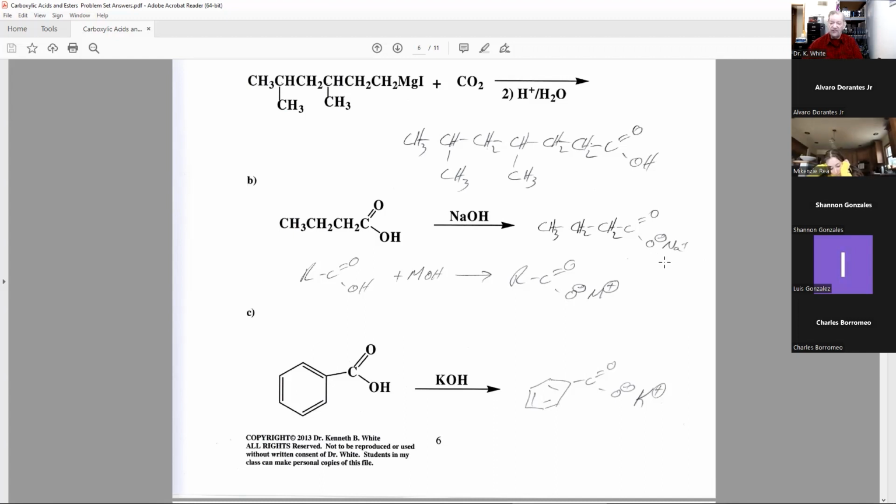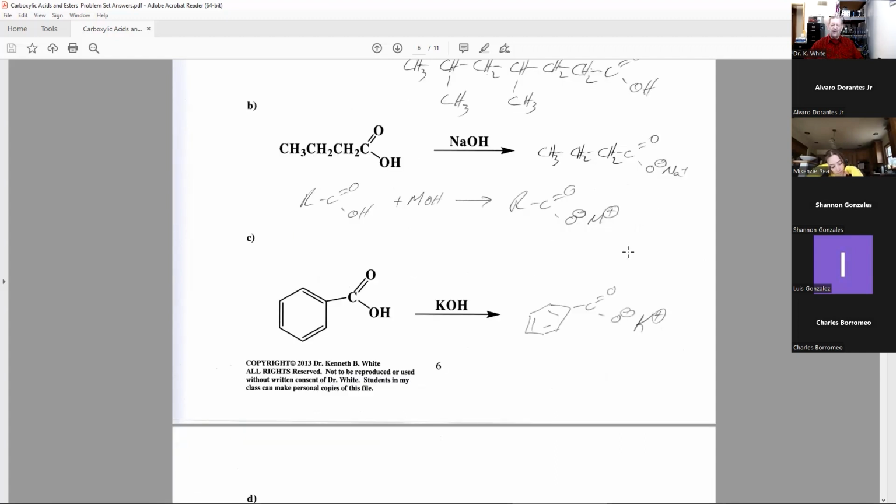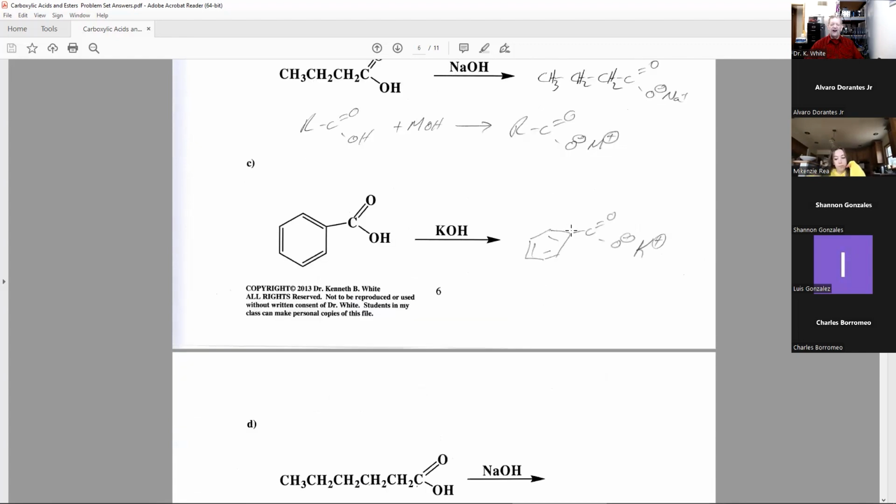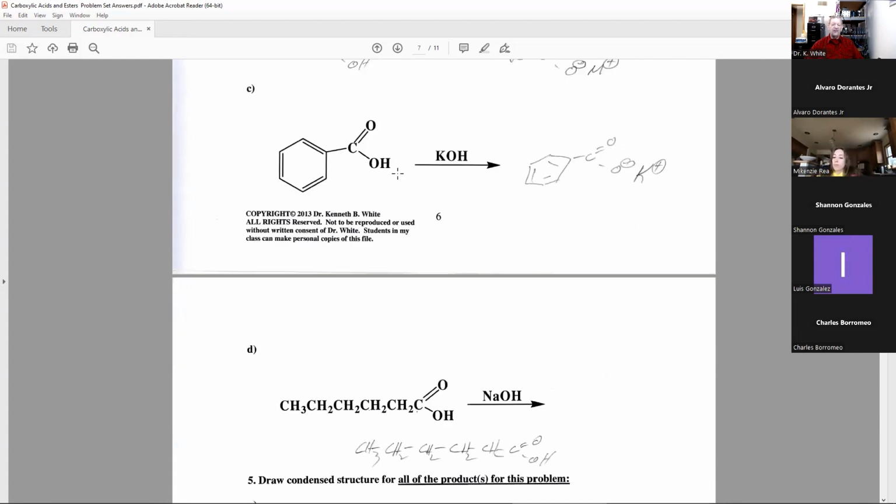Now, you don't have to show your charges. I do. I just think it looks cool. Did I tell you Dr. White's always trying to be a cool dude? Don't answer that. All right. And if you look here, I have R as a benzene ring, M is potassium, you got potassium benzoate.